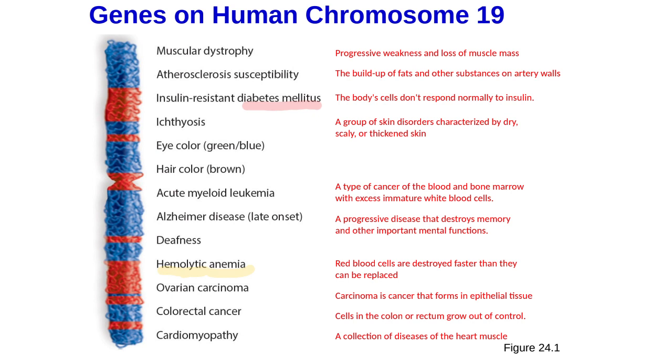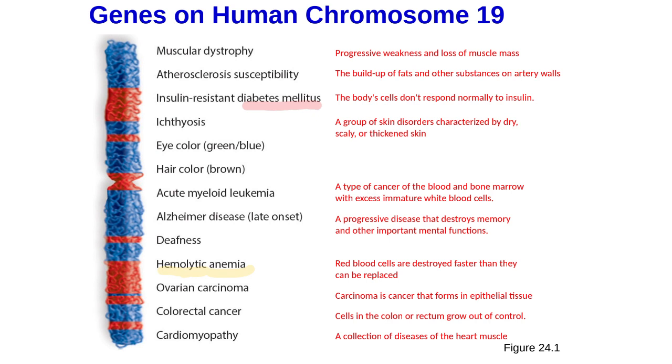Colorectal cancer, cells in the colon or rectum grow out of control. So the colorectal cancer is happening at a higher rate now in younger people. It used to be years ago that you would get your first colonoscopy around age 50, and now the recommendation is you should get your first colonoscopy around age 45.